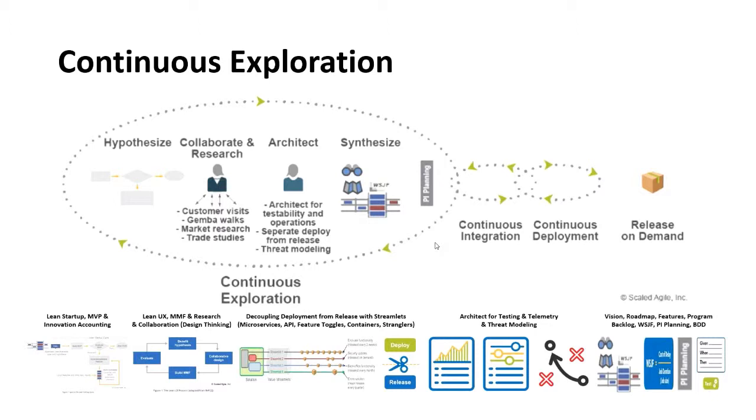We're going to have features in a program level backlog. We're going to sequence those features by WSJF, weighted shortest job first. We're going to do this PI planning and use behavior-driven development for validation of our functionality. I'll talk more about BDD, behavior-driven development, in a little bit.